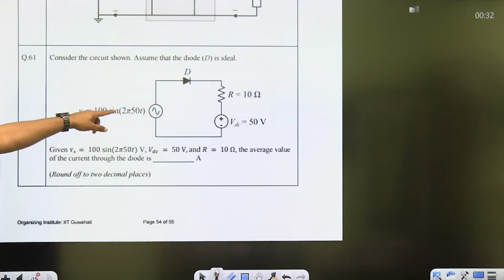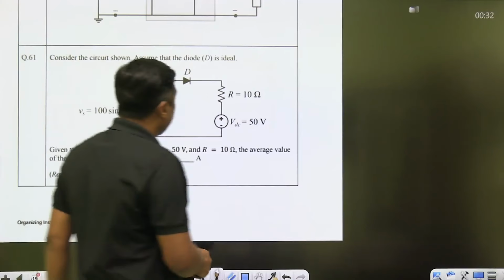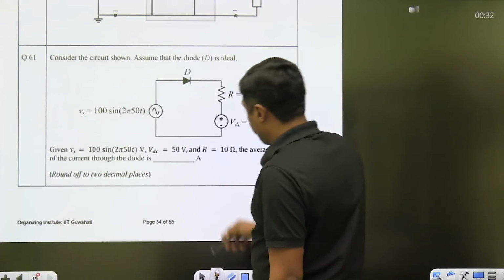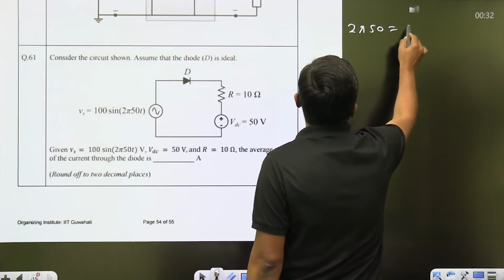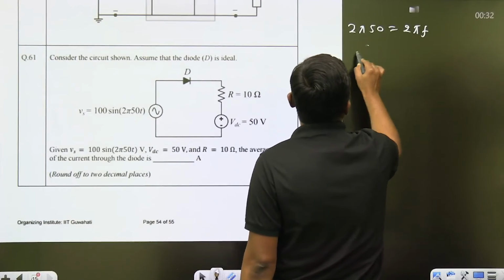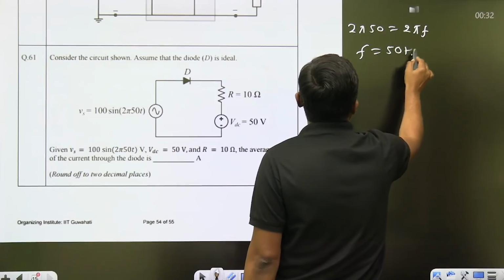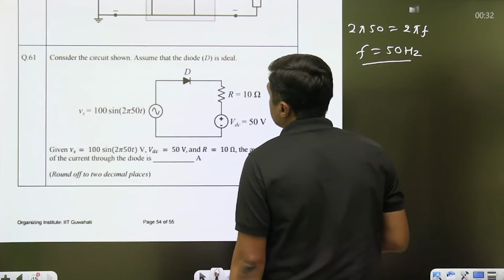100 sine 2 pi 50t. Again, always calculate the frequencies here. What is 2 pi 50? That is nothing but 2 pi f. So what is the f? 50 hertz. It is the frequency of the signal.